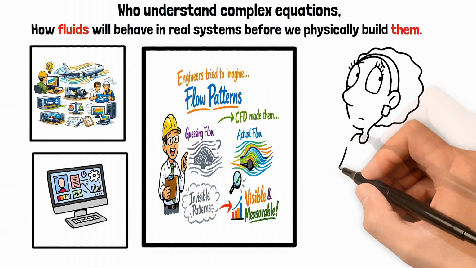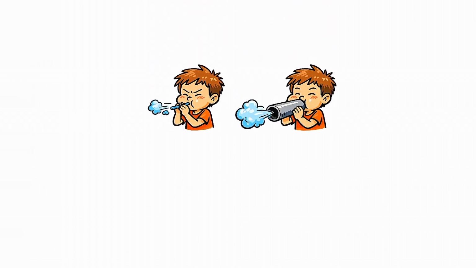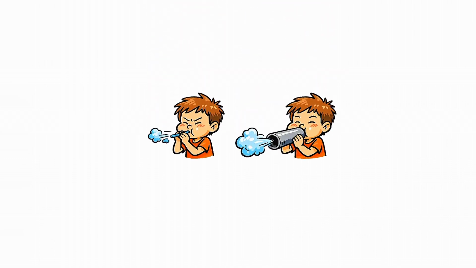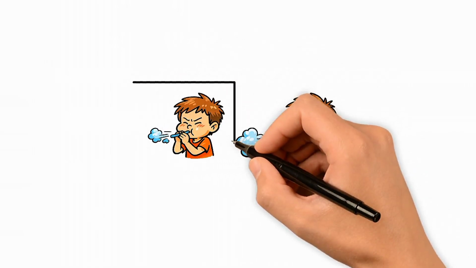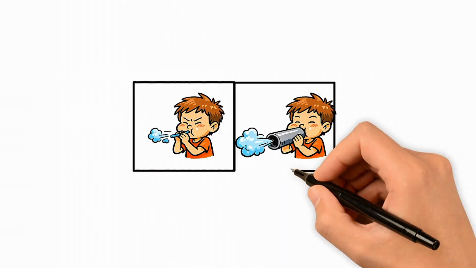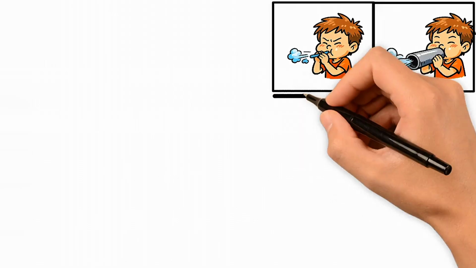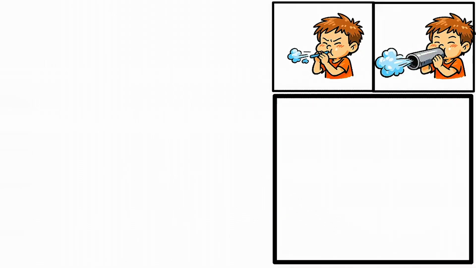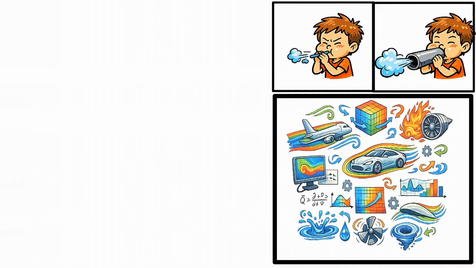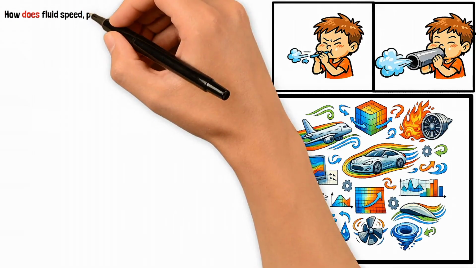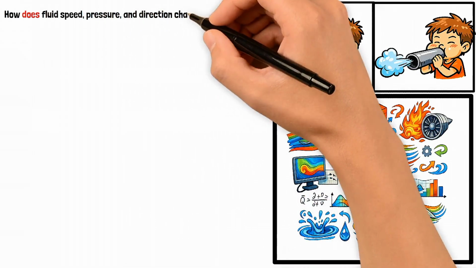To see this clearly, imagine a simple everyday situation where you blow air through a narrow straw and then through a wide pipe. You instantly feel that the airflow behaves differently, faster in the narrow section, smoother in the wider one. Without realizing it, you've already asked the same question CFD answers: how does fluid speed, pressure, and direction change with geometry?